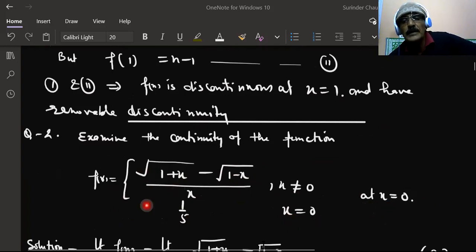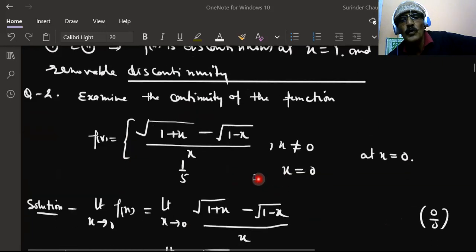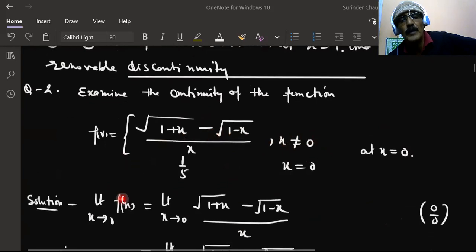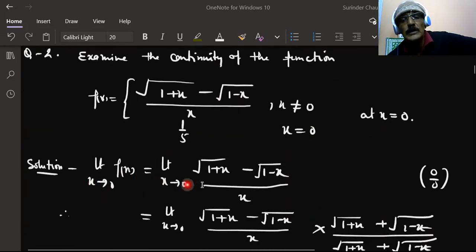Now if we replace x by 0, this is a 0 by 0 form. So now we'll find the limit. Again, the function is the same for left limit and right limit, so we'll find only one limit, x tends to 0 from positive or from negative. So I will be finding the limit as x tends to 0 from positive.